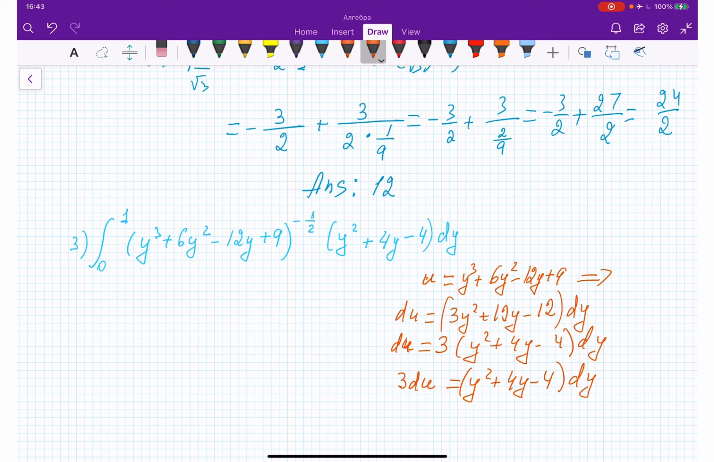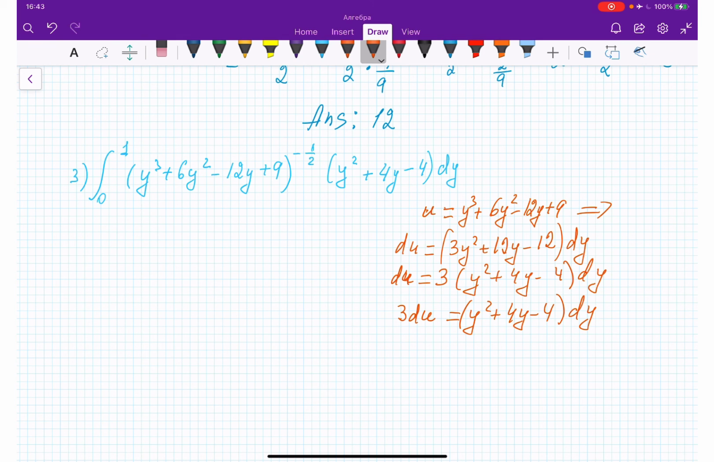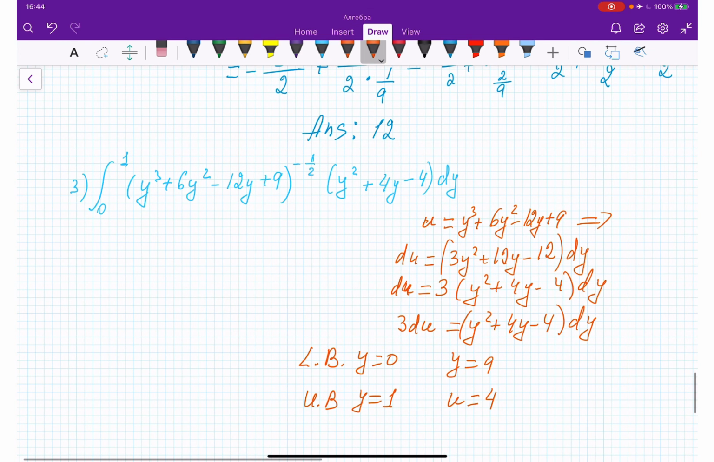Okay, now let's take care of boundaries. We have y from 0 to 1. So y is equal 0, and if I plug it here, then my u is going to be equal 9, because everywhere is going to be 0. And y is equal 1, upper boundary, then u is going to be equal 4. Plug everywhere, subtract and add, you get u is equal 4. Okay, so we are ready to plug all these values we got.